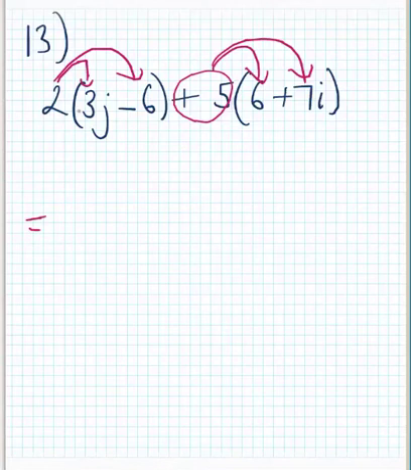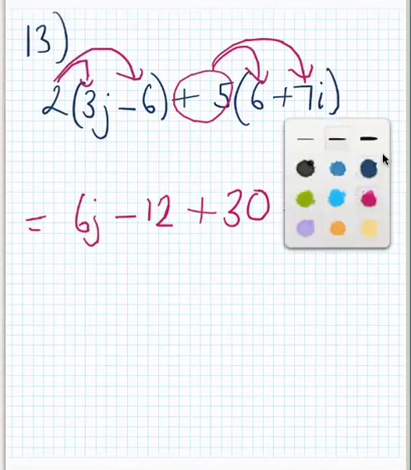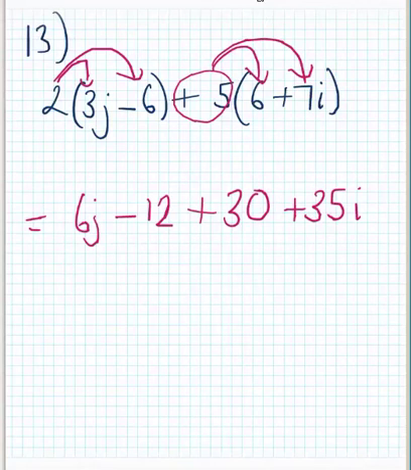So now we'll do this side first. 2 times 3j is going to be 6j. 2 times a minus 6 will make a minus 12. So I'm doing this one mentally. Hopefully you're at a stage where you can sort of do it mentally. All right, and here we've got positive 5 times 6 will be a positive 30. So we've got plus 30. And then 5 times a positive 7i. 5 times 7 is positive 35. And the i just sits there. Oh, and I just realized this, whoops, isn't a j, it's an i as well. So this should be an i. Sorry about that.